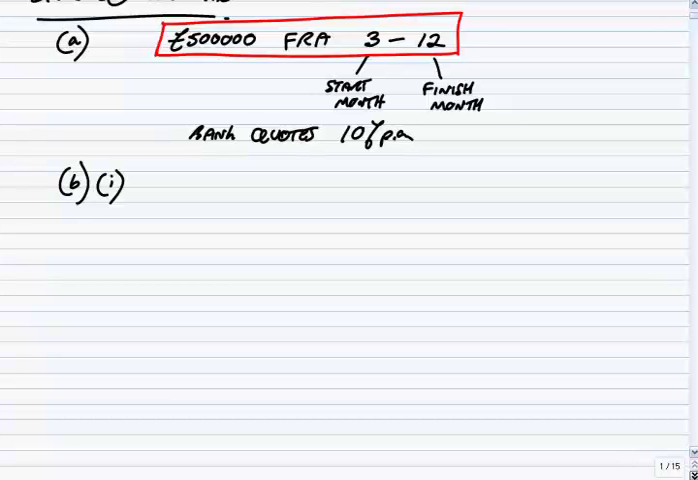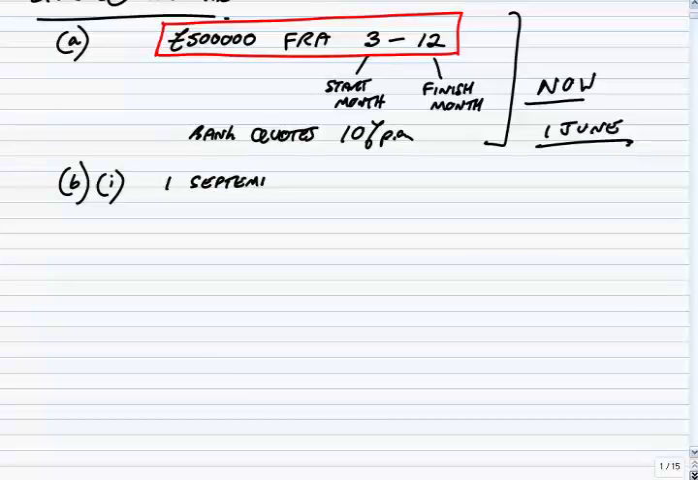So remember, as of today, we've got this FRA. No money's changed hands. All we've done is, if you like, sign the agreement. But that happened today, now, 1st of June. We've signed the agreement, and we then wait until the 1st of September when we're actually going to take the loan. And it turns out, in part 1, that on the 1st of September, for new loans, the bank at that stage is quoting 13%, but of course, we've agreed with them a fixed rate of 10%.